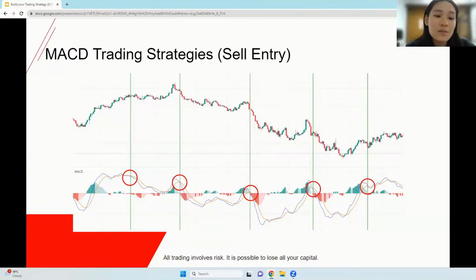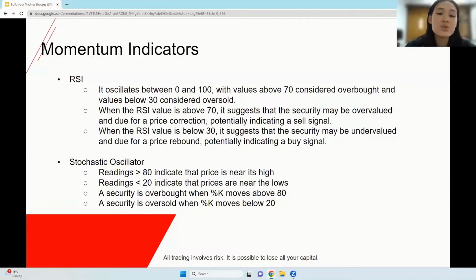Okay, next momentum indicators, we're going to look at RSI as well as the stochastic oscillator. RSI oscillates between 0 and 100. Values above 70 are considered overbought, and values below 30 are considered oversold. So when the RSI value is above 70, it suggests that the security may be overvalued and due for a price correction, potentially indicating a sell signal. And when the RSI value is below 30, it suggests that the security may be undervalued and due for a price rebound, potentially indicating a buy signal.